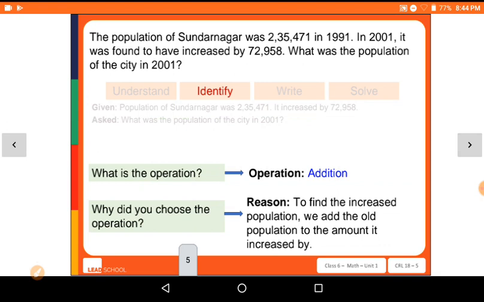So obviously that is addition. Now if we have to use addition, why do we choose only addition? Why are we not choosing subtraction, multiplication, or division? Because to find the increased population, we add the old population to the amount it increased by.